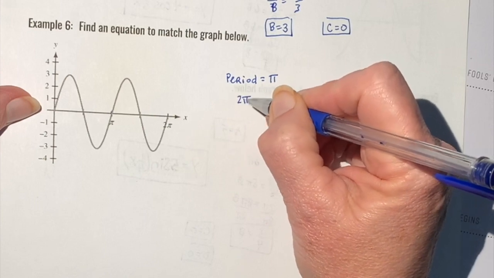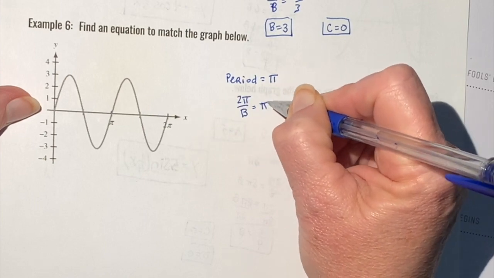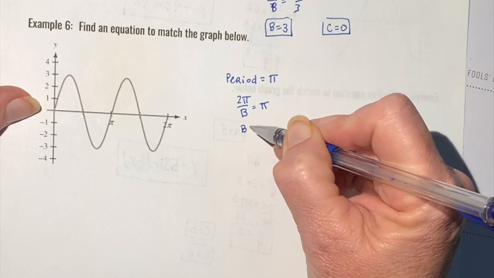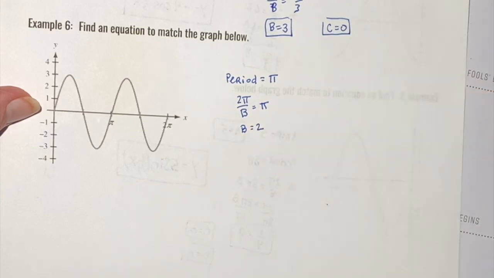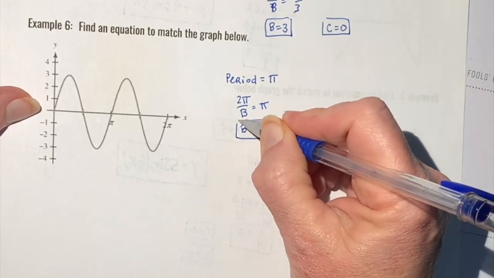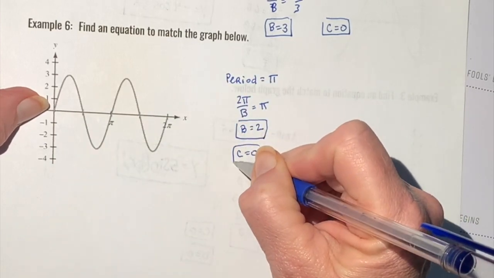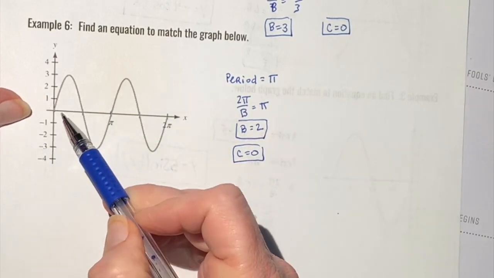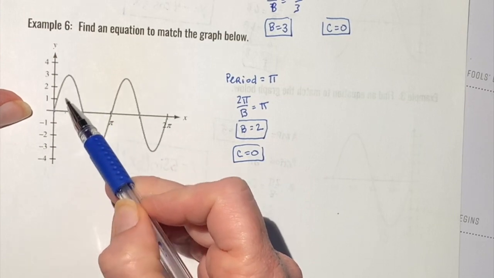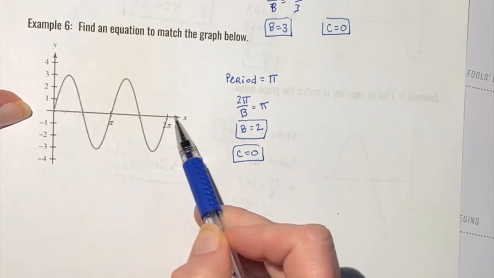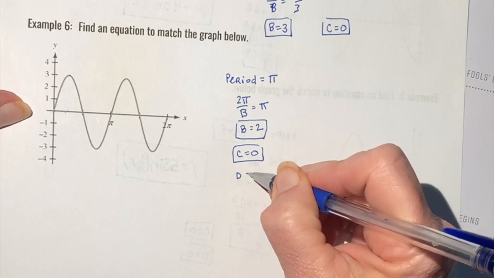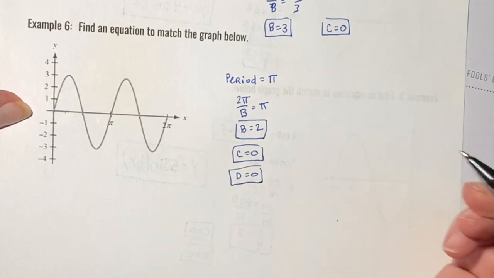Let me go ahead and find B since I've got the period. So 2 pi divided by what equals pi? All right, so if you realize B has to be 2. Again, there's been no shift. It's starting at 0, so that makes it nice and easy. C will be 0. There's been no vertical shift because if you notice the graph is going up to 3 and down to -3, so this is the midline there. So D is 0, meaning no vertical shift.